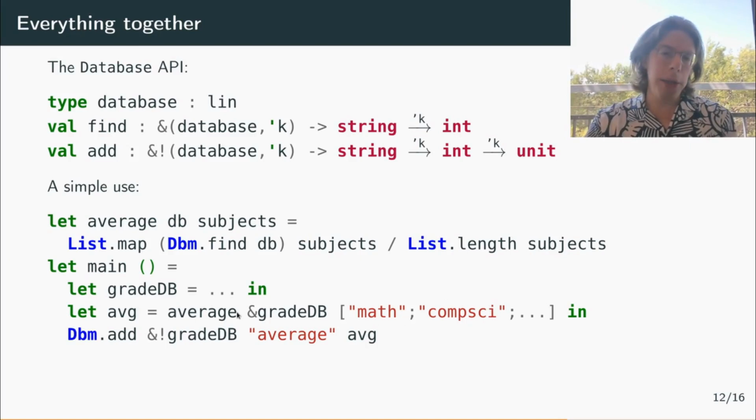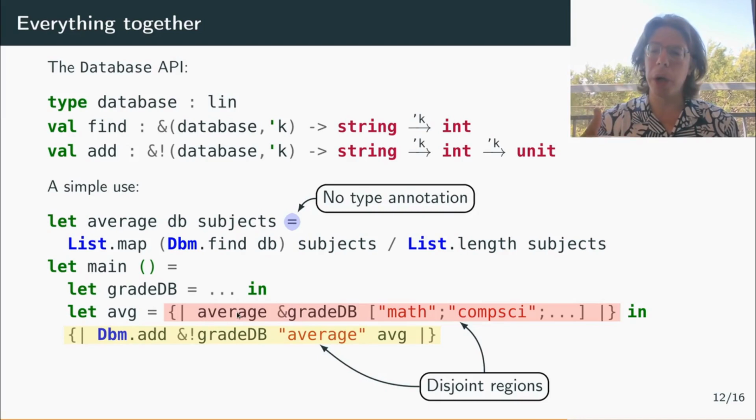The type checker will annotate the region as we would expect. Here you have the disjoint regions for the shared borrow and the exclusive borrow, and they are properly disjoint. Finally, as we said before, we have no type annotation. So even if I lifted the average function out, I still have no type annotation here. We have complete type inference.